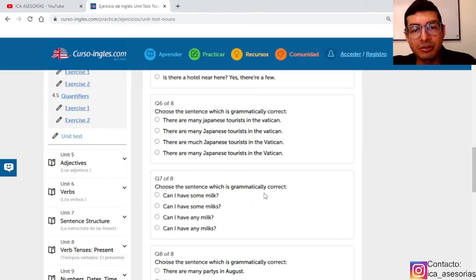Choose the sentence which is grammatically correct. Can I have some milk? Can I have some milks? Can I have any milk? Can I have any milks?